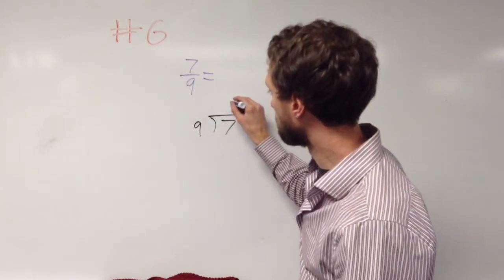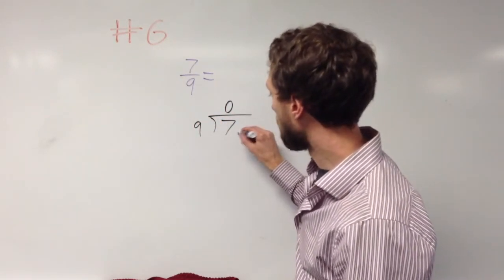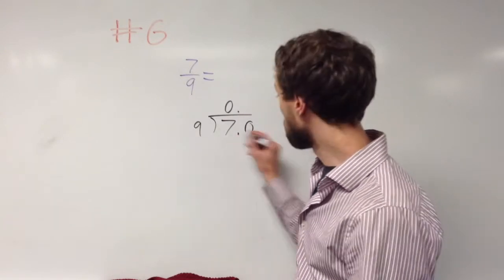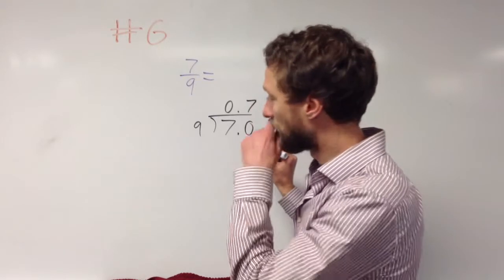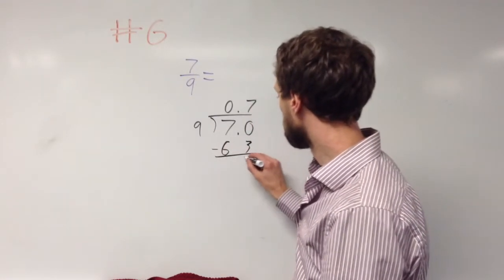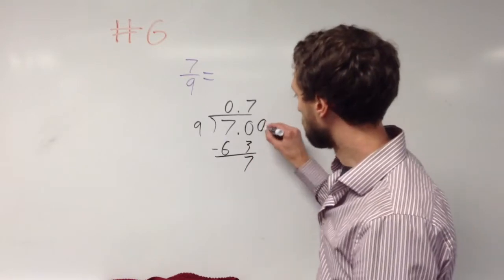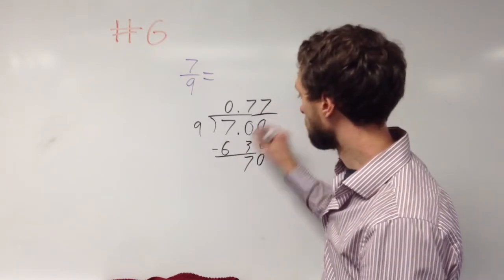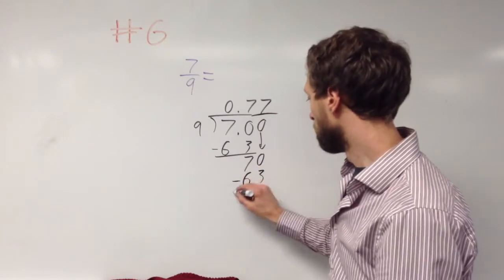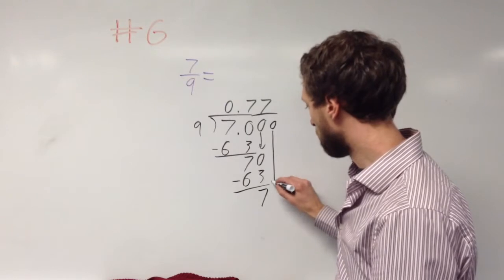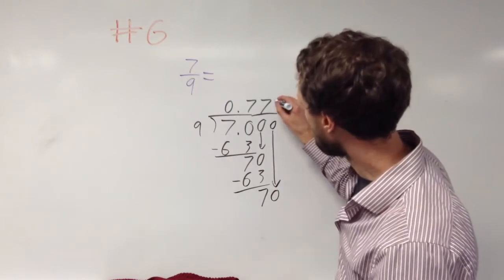Well, 9 doesn't go into 7. I have to add a decimal point and a 0 before I can find something that 9 goes into. It does go into 70 7 times. 9 times 7 is 63. This gives me a 7 here. I have to bring down a 0, 70. Oh, well that goes in 7 again, which is 63. 70 minus 63 is 7, and I think you should see the pattern at this point. I'm going to keep getting 7s.